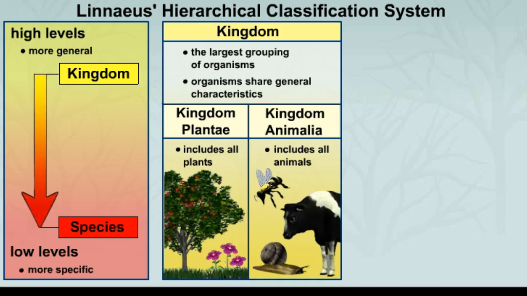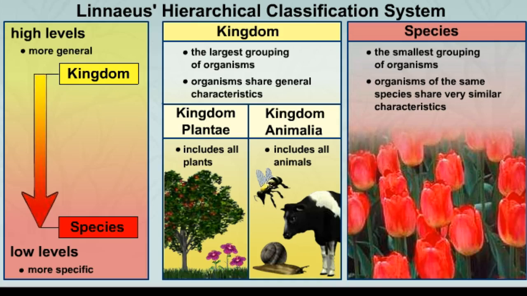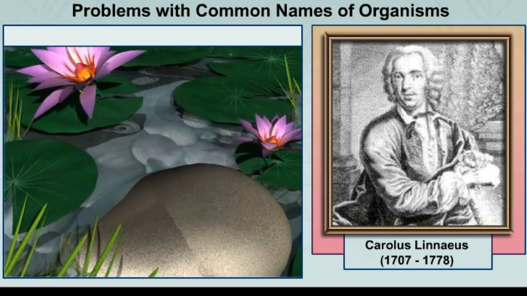Linnaeus also developed the smallest, most specific grouping of organisms, known as species. The species level of organization refers to organisms that share very similar characteristics. From this classification scheme, Linnaeus developed a system for naming organisms. Linnaeus's system of naming organisms helped prevent confusion over the many common names that a single organism might have.